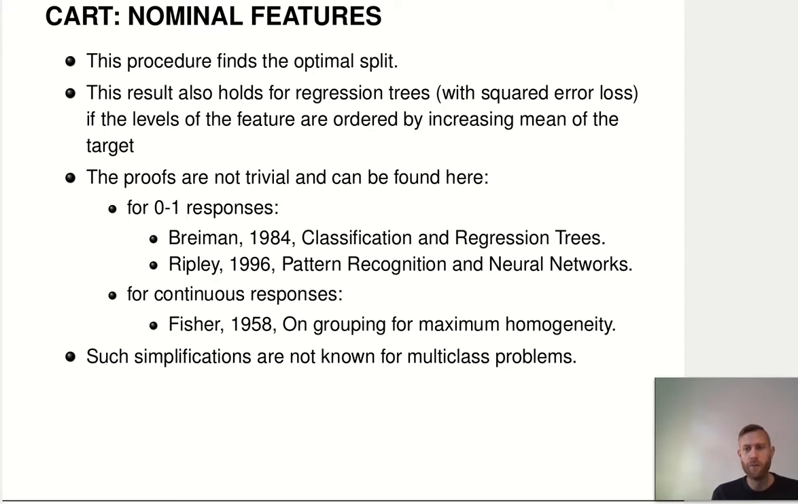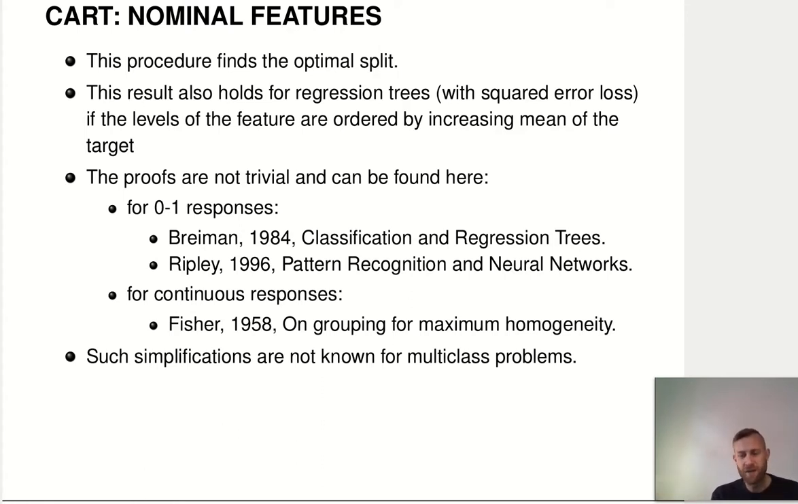Yeah, we can do something very similar for regression trees with a squared error loss, where we simply compute the conditional mean of the target variable for the data in that specific node that we're trying to split. Yeah. And then ordering the categories according to that mean.